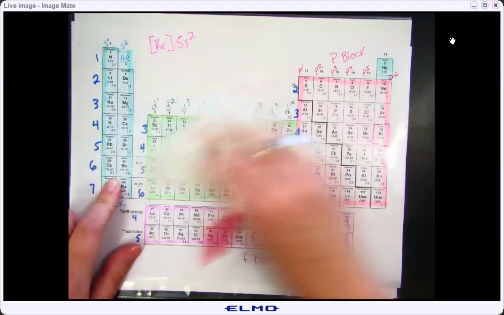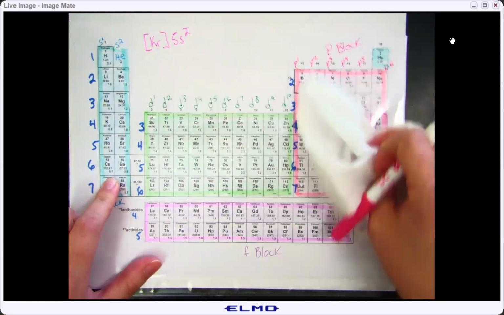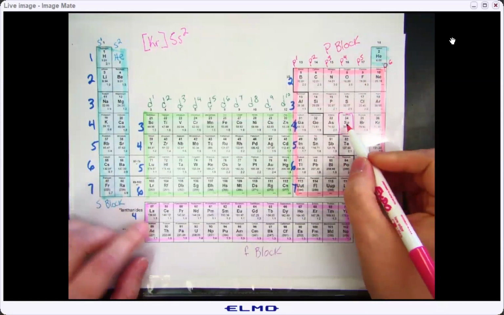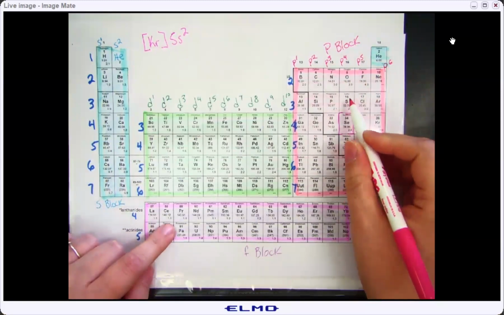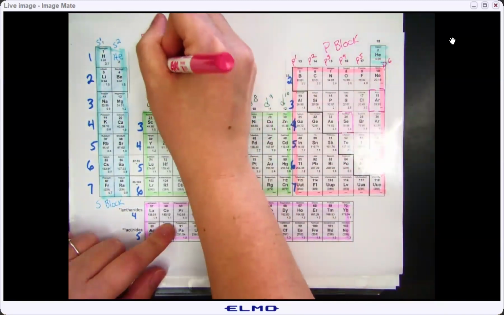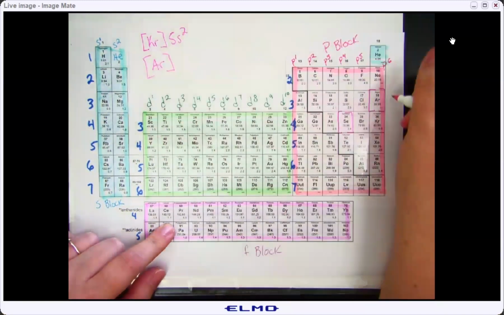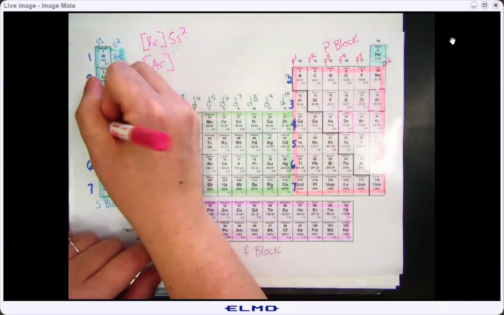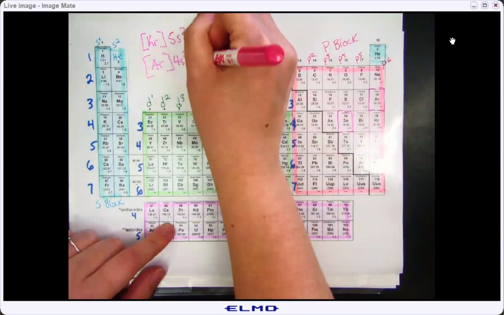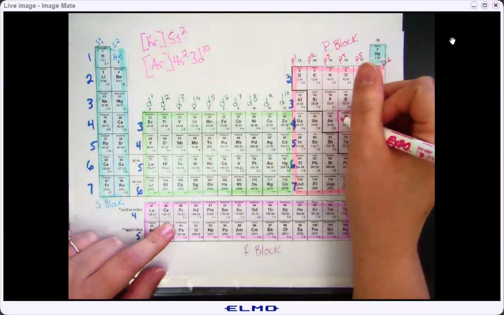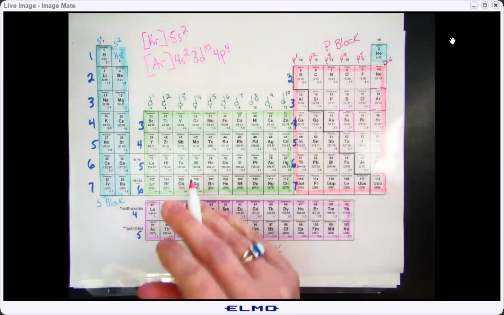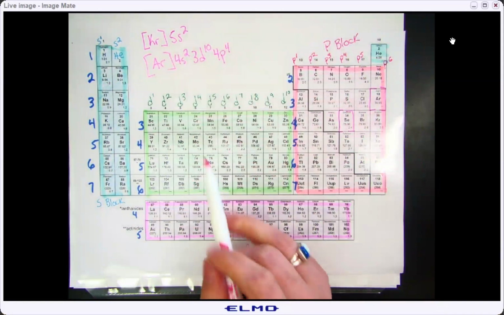I could also do this for selenium. Selenium here is in the 4th row. So here I would go up and over to argon this time, saying all the same stuff that argon has, and then count after argon. So I would have 4s2, 3d10, and then 4p4. And that would be the shorthand configuration for selenium.